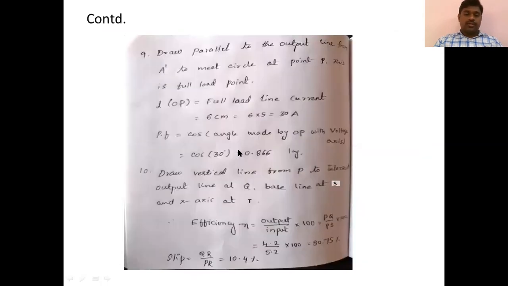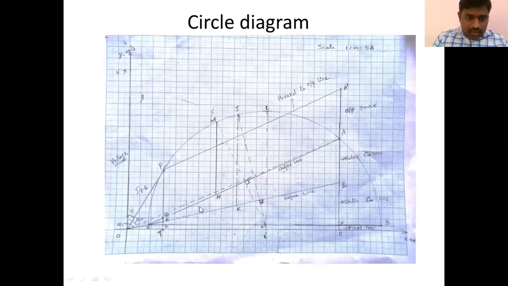I have already given the formulas for the different parameters. You just have to go through them, and based on that, whatever value you want to find out, you can find out. For example, I'm showing here the efficiency. In the formula, efficiency is output by input into 100. So PT is the total input power, and PQ is the total output power.